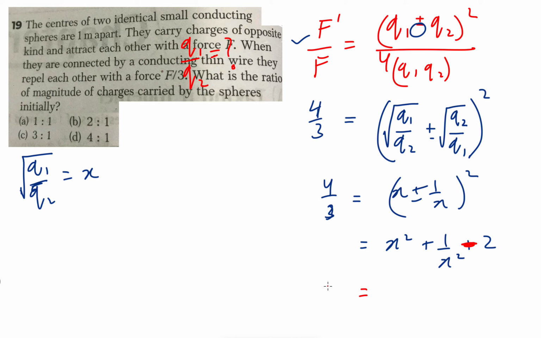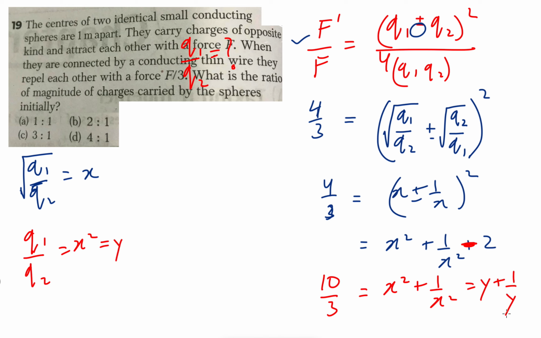So you take 2 on the other side and it becomes 4 by 3 plus 2, so 10 by 3 is your x square plus 1 by x square. Now you have to actually solve it. X square is what you have to solve. Then you will land up in a quadratic equation. x square is q1 by q2, which you wanted to solve. Say x square is equal to y, and this is simply y upon 1 plus y.